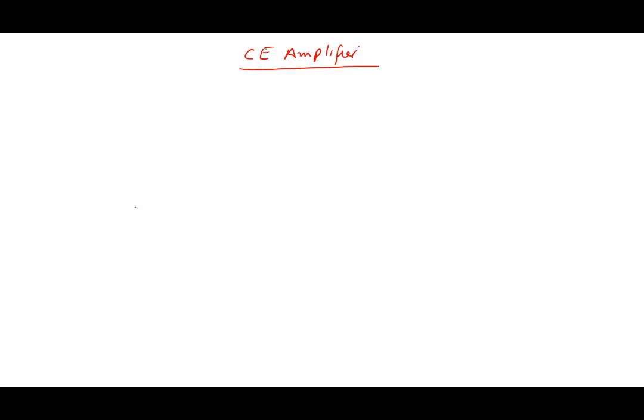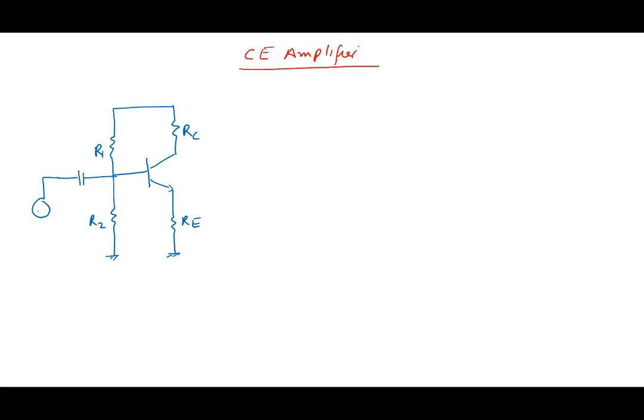Let me draw it. We had a schematic of common emitter amplifier with the voltage divider bias. So we had RC, we had RE, we had R1, we had R2, and we had a coupling capacitor here.